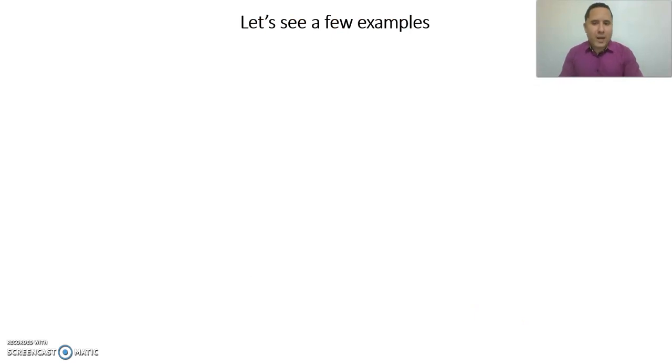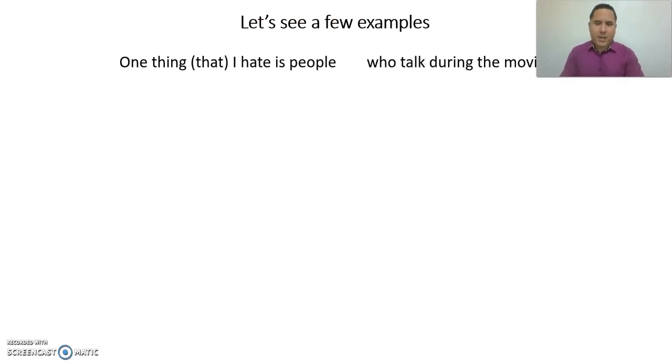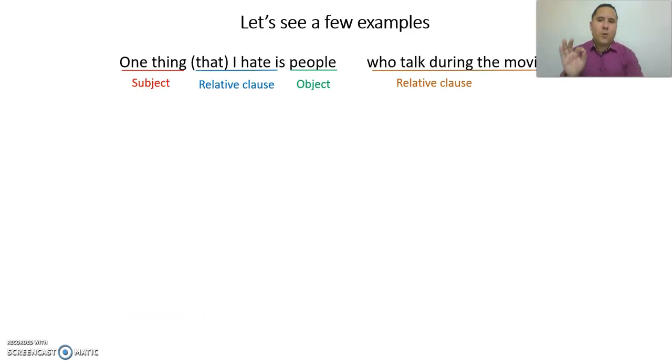Now let's see a few more examples. Here we have two clauses, okay? Clause number one: one thing that I hate is people. And then clause number two: who talked during the movie. Now, let's see the part of speech of these two clauses. One thing is the subject. That I hate is the relative clause. And people is the object because I am talking about people. So remember, the object in a sentence is what the subject is talking about.